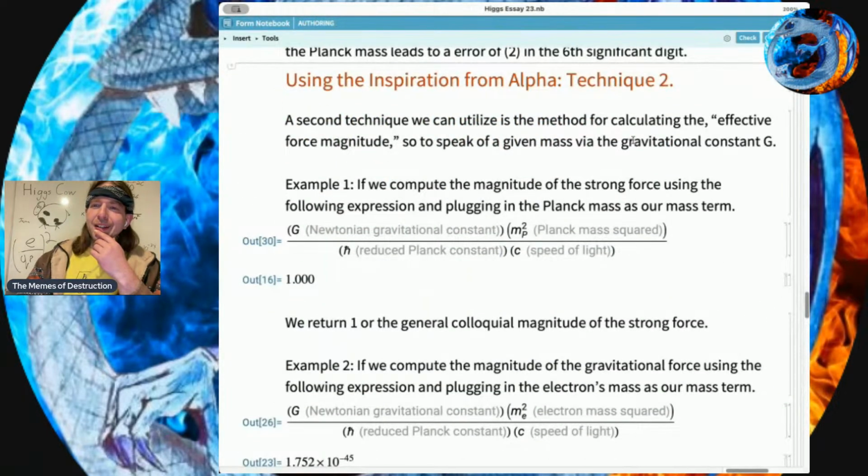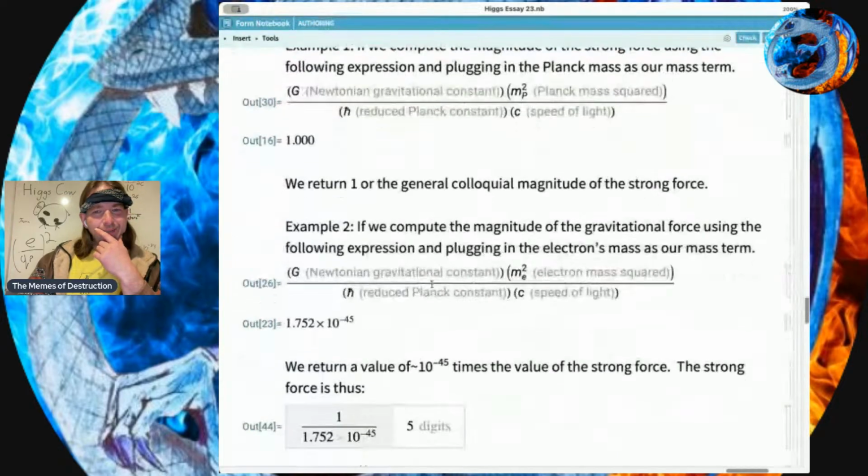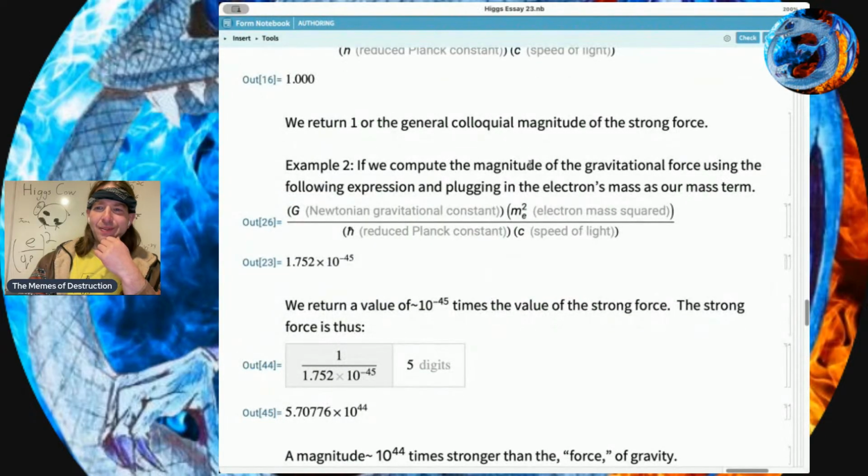We use a given mass via the gravitation constant big G. If we compute the magnitude of the strong force using the following expression, plugging in the Planck mass for our mass term, big G is equal to 1. That's mostly limited by big G. The general colloquial magnitude of the strong force, if it can be the magnitude of the gravitational force using the following expression, plugging in the electron's mass term.